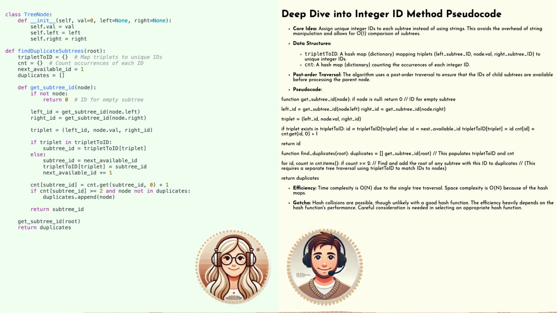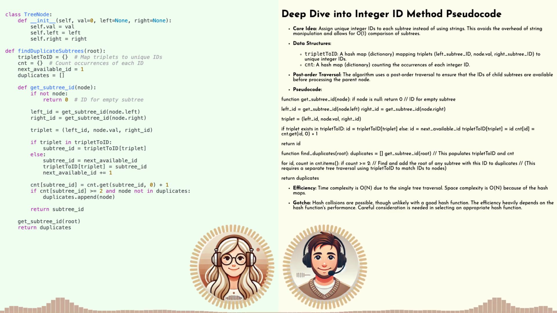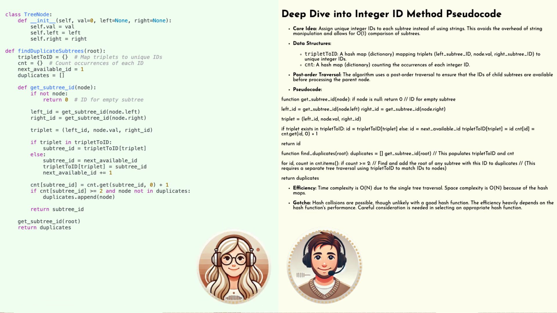And that triplet captures the essence of that subtree. Right. But now we need to turn it into a single unique ID. Remember we talked about using a hash function for that? Absolutely. We feed this triplet into our trusty hash function, and the output of that function becomes the unique ID for this subtree. Then we store this ID in our hash map along with a count of how many times we've seen it.